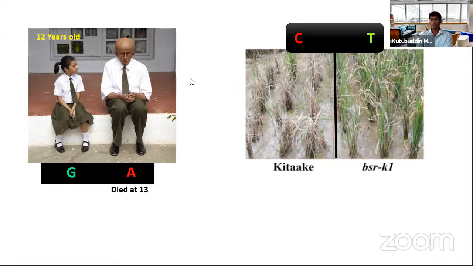Similar example, if you can see here, this is a rice variety, Kitaake, as I told you, and we interacted about this rice variety. This Kitaake is susceptible to a blast pathogen, but here this mutant is tolerant to that pathogen because of a single nucleotide change. Similarly, C is present in the BSRK gene, but T is present instead of C, and because of this T, this mutant becomes resistant to that disease. Okay, so this is the plant perspective.